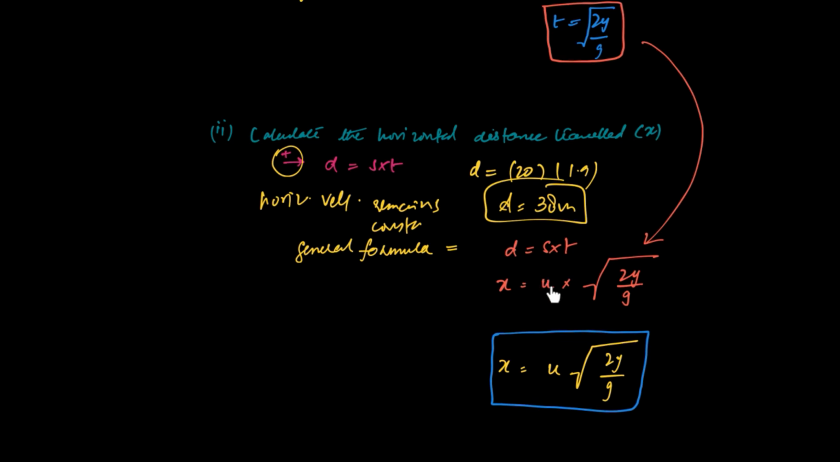So again, we have a general formula for this, and that is distance equals speed times time, where speed would be the initial speed of the object because initially the object has only the horizontal component of the speed, and times the time, and we already found out the time, that was the square root of 2 times the displacement divided by acceleration due to gravity. So we can multiply u with the square root of 2y divided by g. And in terms of variables, the general formula to find the horizontal distance traveled is x, that is horizontal distance traveled, equals the initial velocity multiplied by the square root of twice the displacement divided by acceleration due to gravity.